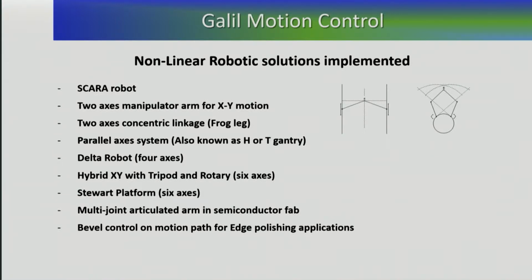Also bevel control, when you're working with a robot arm that allows you to create a bevel, being able to move around a surface and control the bevel angle, keeping the tool tangent to the motion path.